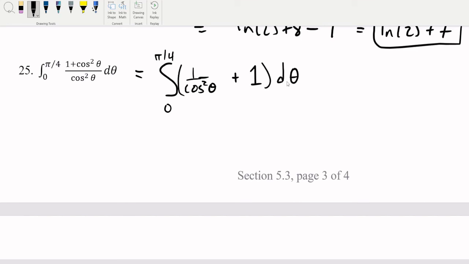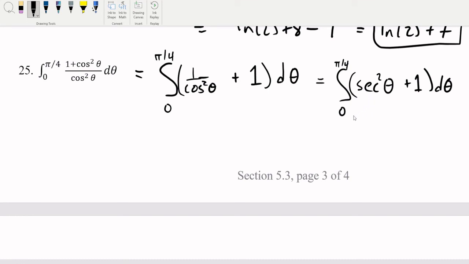So okay, that's not too bad, right? Because then this is secant squared, right? 1 over cosine is secant. So this is the integral from 0 to pi over 4 of secant squared theta plus 1 d theta. Okay. And now we're in something we can deal with. Antiderivative, plug in. So we just need the antiderivative of secant squared. So then you just got to remember this.